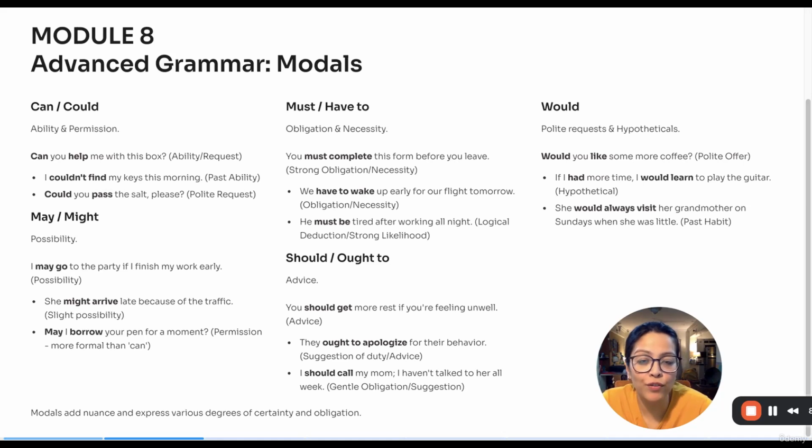Now, what is a suggestion of duty? This is generally used in context of duty. I should call my mom. I haven't talked to her all week. It's a gentle obligation and it's a suggestion. Now, these things are very nuanced. What is duty for someone might not be duty for others, but we will try to get as close as possible to the real meaning when we are using these in our sentence.